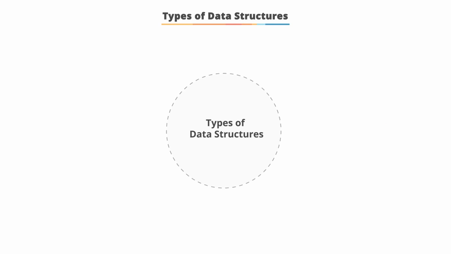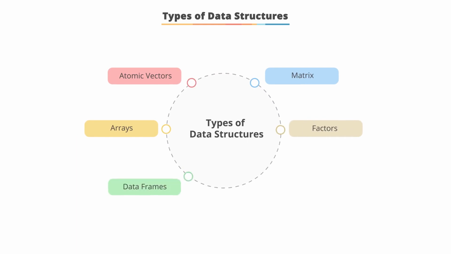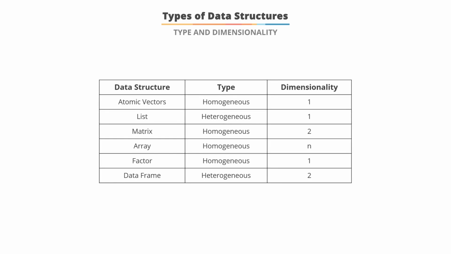As I go through these throughout this section, I'll let you know which ones are more prominent in the field today. But as to the 6, there are atomic vectors, matrix or matrices, arrays, factors, data frames, and list. So why do we have all these different types? Well, they handle data differently.